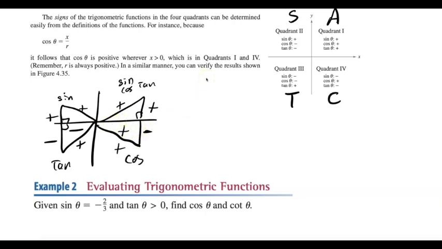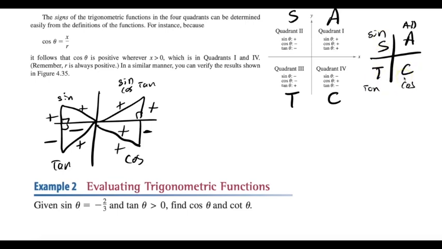So for a shortcut to memorize where stuff's positive, in math we generally go ASTC. It lets us know that in quadrant 1, all of them are positive. In quadrant 2, only sine is positive. So if you're in quadrant 2, sine should be positive, the rest should be negative. Quadrant 3, tan is positive, the rest are negative. In quadrant 4, cosine is positive, the rest are negative.